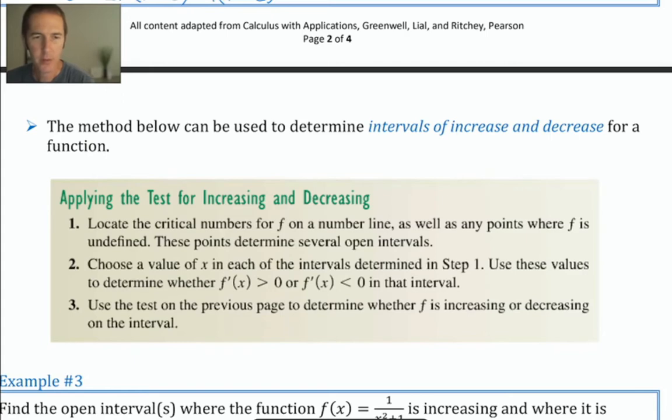So this process tells us that we need to locate the critical numbers, which we just finished practicing, and then I'm going to take them and put them on a number line in order to chop the number line up into a series of intervals. And then we're going to test x values from those intervals in our first derivative and see if the first derivative returns positive or negative values. And that will tell us whether our function is increasing or decreasing on those respective intervals.